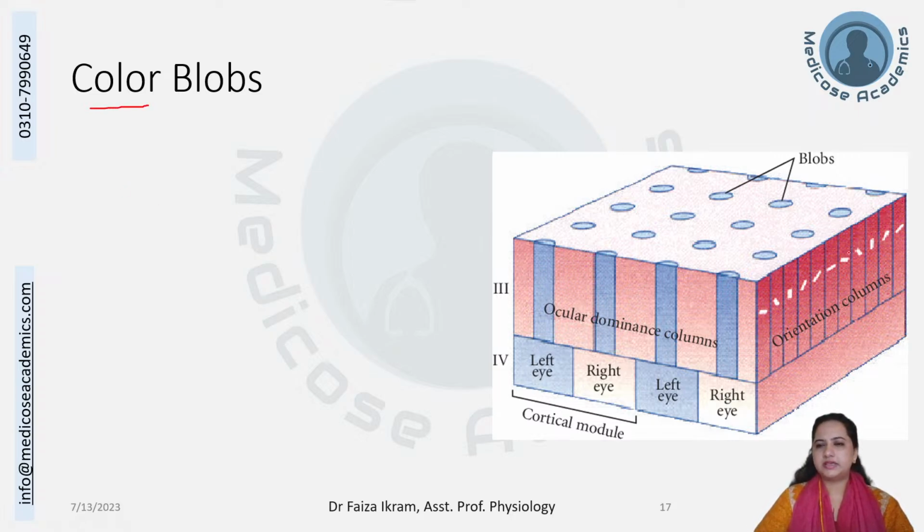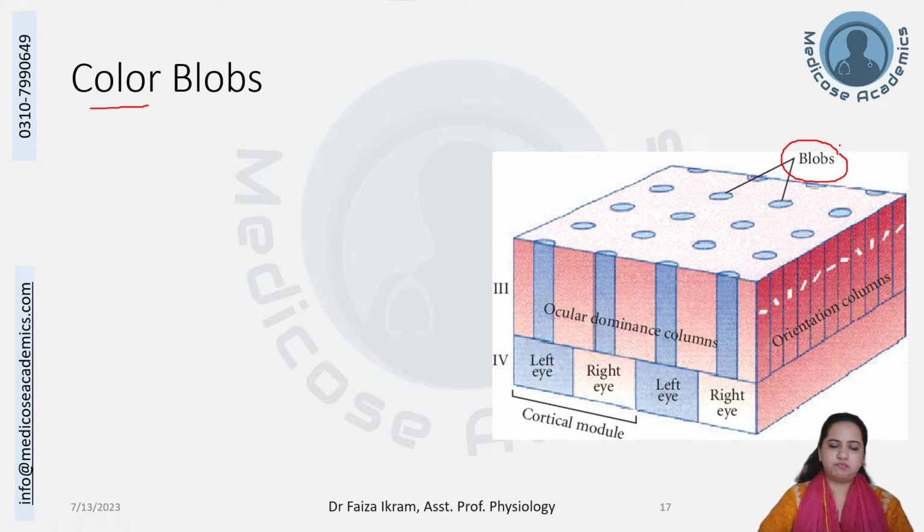In front of you is the visual cortex, which is showing alternation of right eye and left eye. We know messages come from both the eyes alternatively at the geniculate body, and that goes on to the visual cortex. Next thing you can see, these are orientation and ocular dominance columns, which we will be looking at in a while. Third thing you can see are the color blobs.